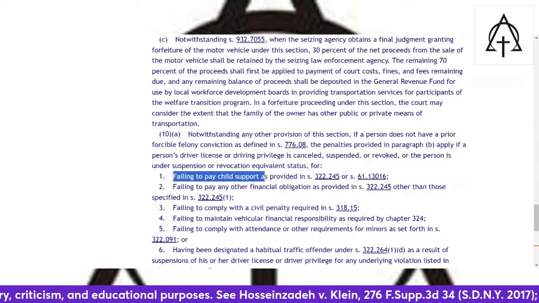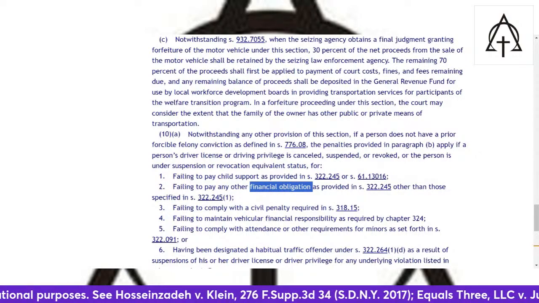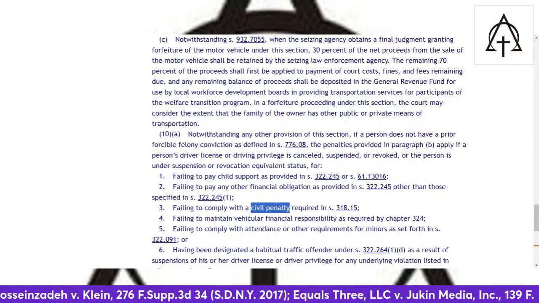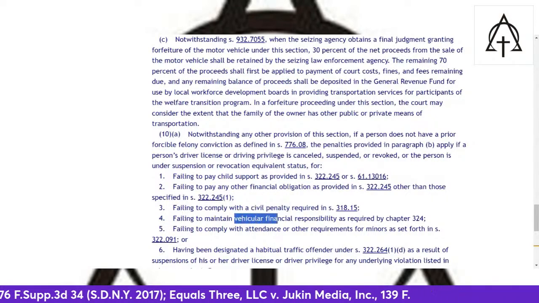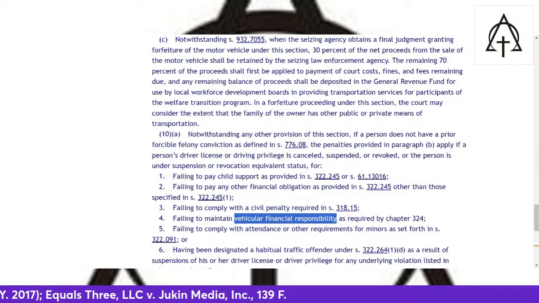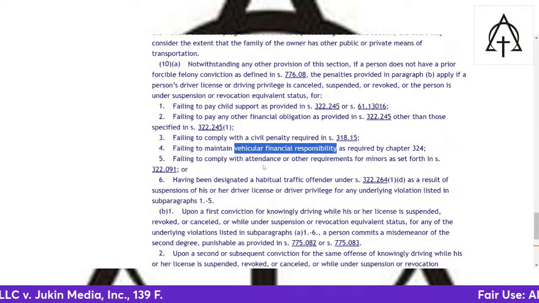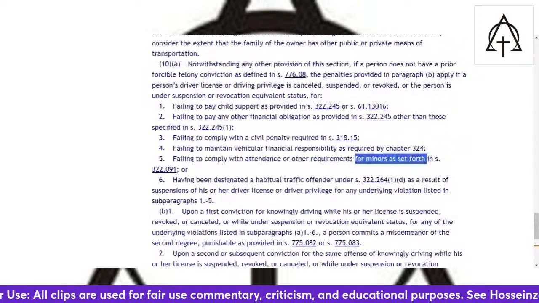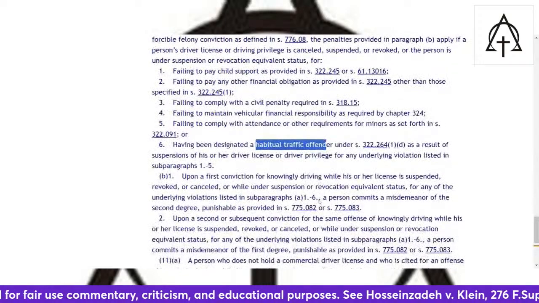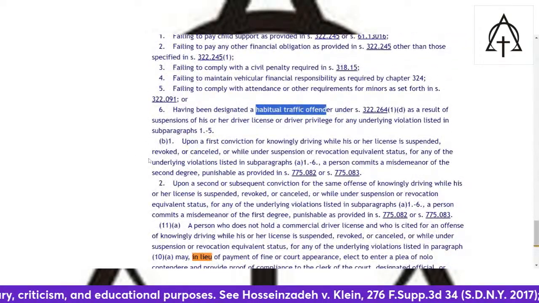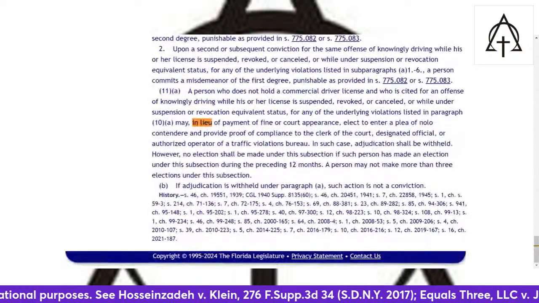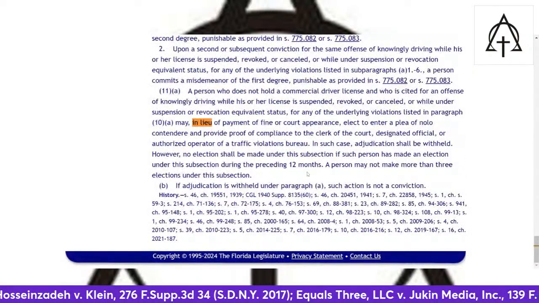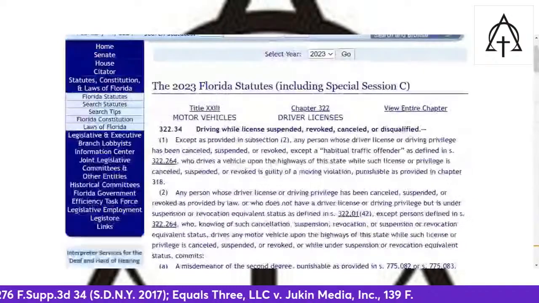Failing to pay other financial obligation, failing to comply with a civil penalty, failure to maintain vehicular financial responsibility, failing to comply with attendance or other requirements for minors, having been designated a habitual traffic offender. Yeah, it doesn't say anything about the license in lieu of for Florida. Yeah, right.